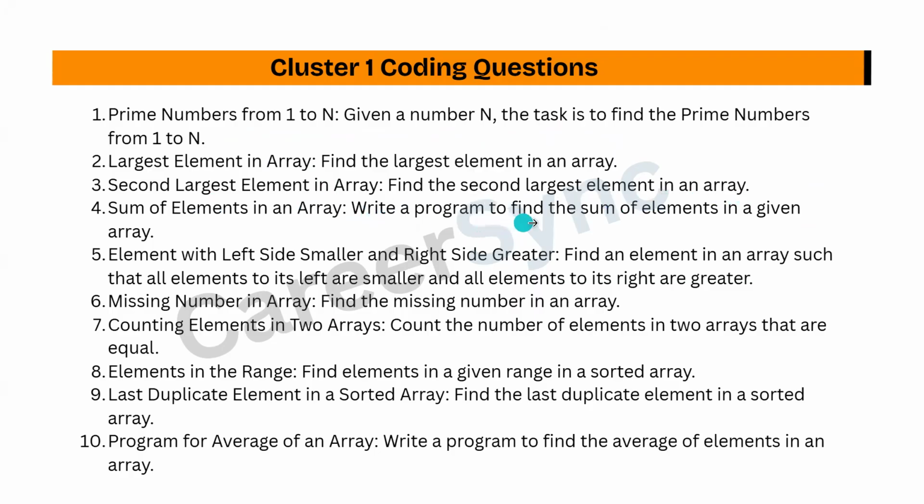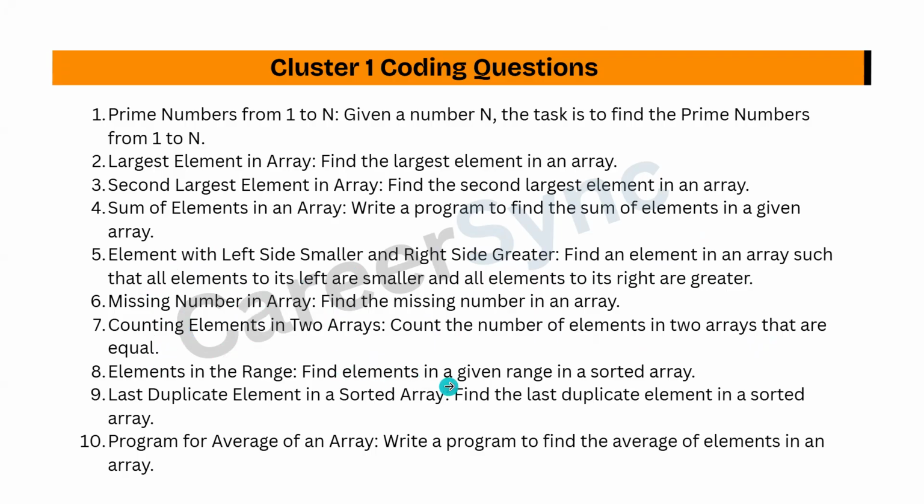Now write a program to find the sum of elements in a given array. Elements with the left side smaller and the right side greater, so you have to find that element in an array. Now the sixth question will be missing number in an array. Find the missing number in an array. Now the seventh is counting elements in arrays. You have to count the number of elements in arrays that are equal to elements in the range.